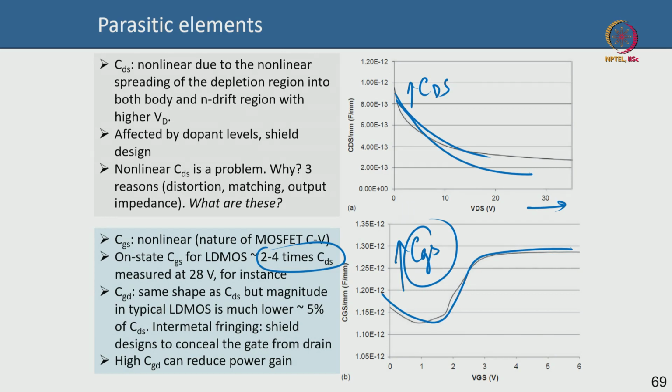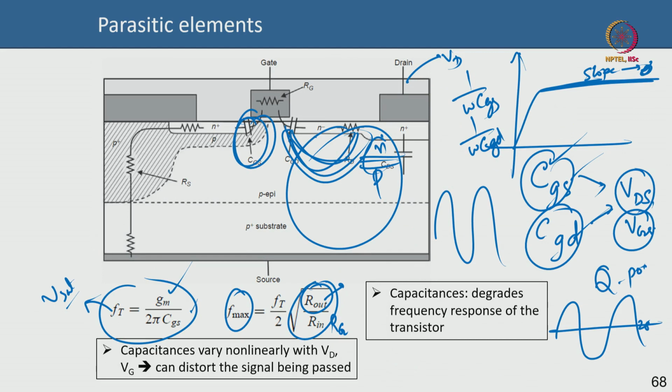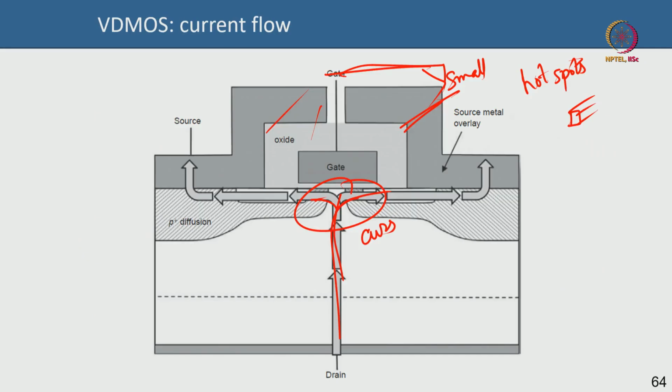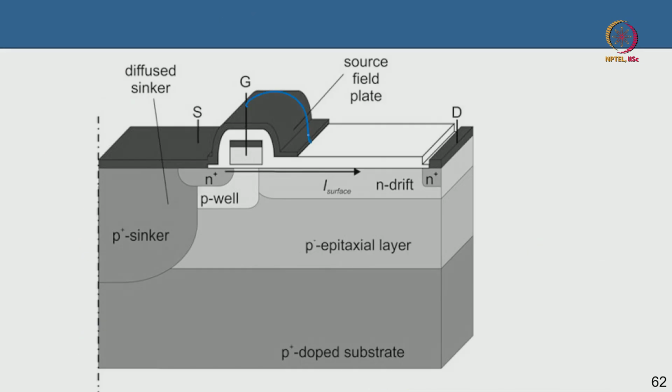Gate drain has the same shape as CDS, because the gate drain is the coupling between the gate and the drain, it has the same shape, but the magnitude is much lower. Gate drain CGD can be much lower, it is around 5% of this. So, it is much lower, and that is because of this shield. This shield creates like a Faraday cage.